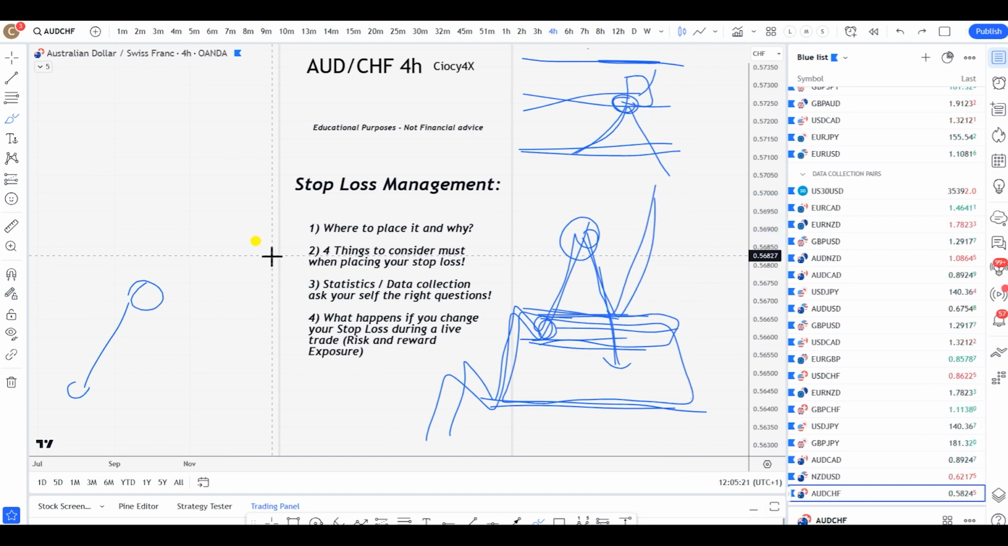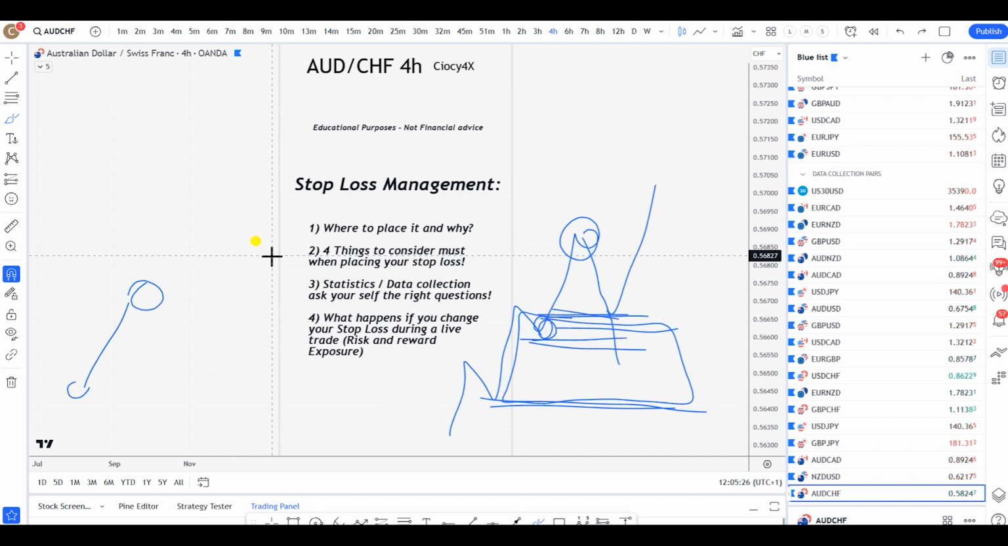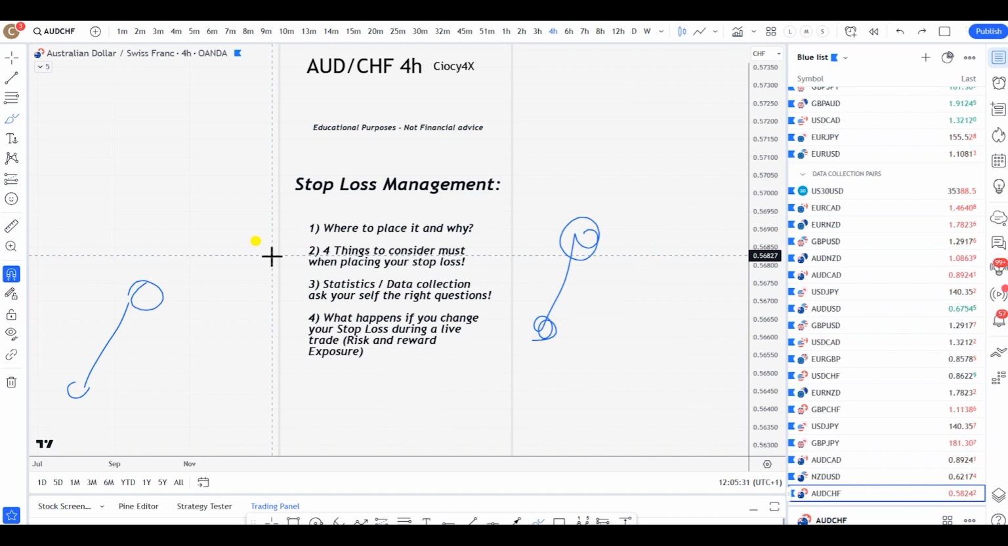Now, moving to the second point, which is the 4 things to consider when placing your stop loss. I think this is very, very crucial because these 4 elements I'm going to discuss now are the key elements that a lot of traders, including myself as well, have placed so many times where it affected a lot our risk exposure to the market.